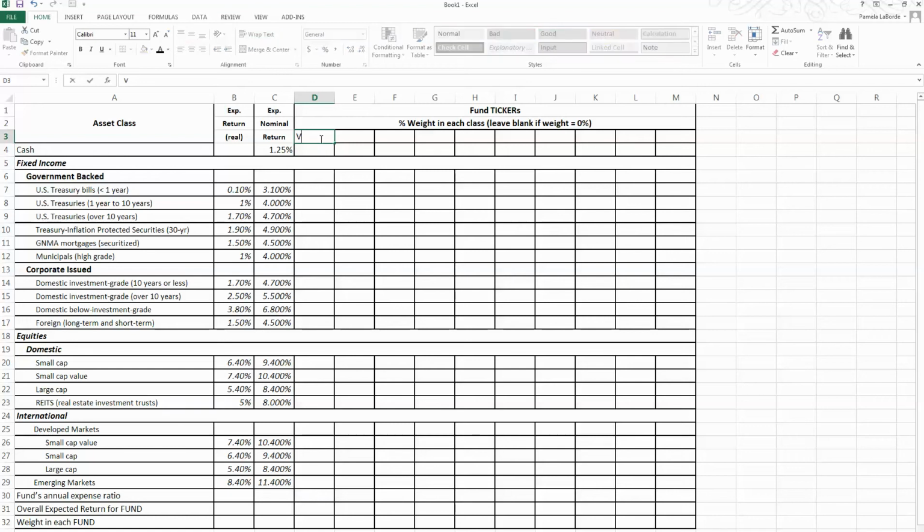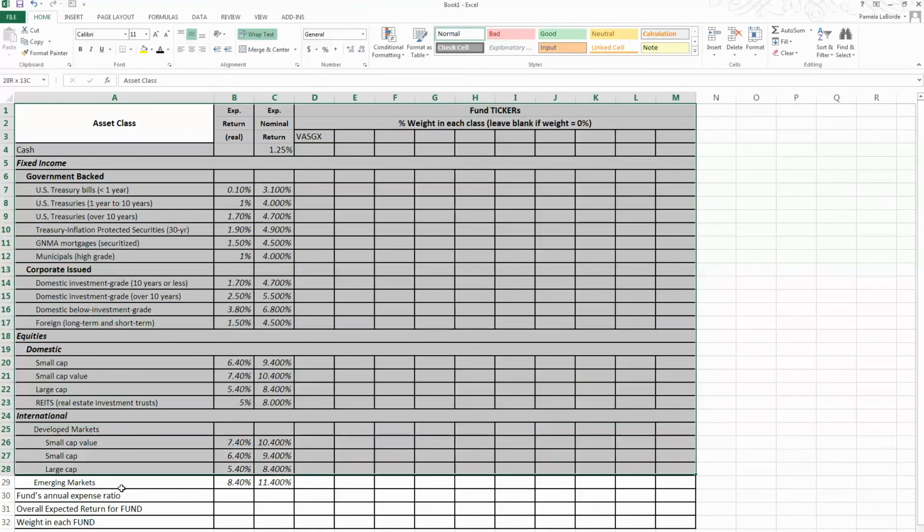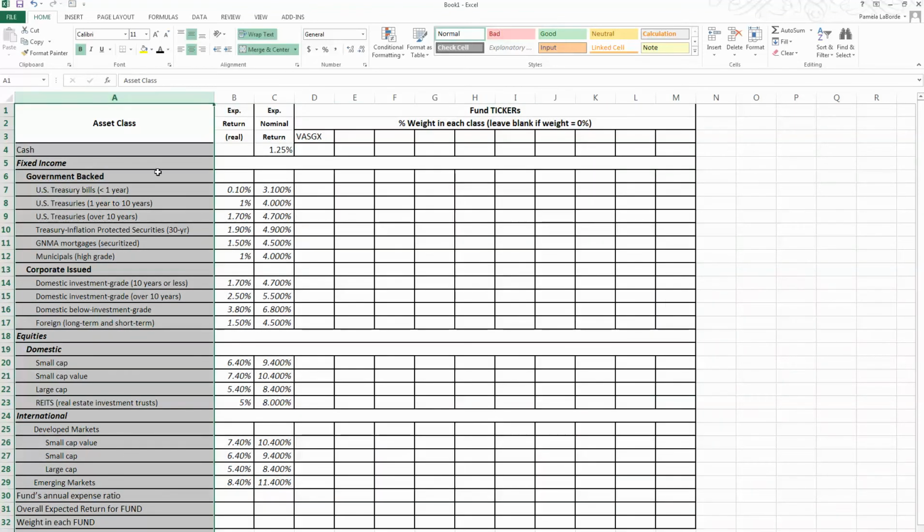So the first fund that they have their money in is VASGX. And I need to figure out how that fund has all of its assets allocated across these different classes in column A. So this is going to be some guesswork on my part. It is actually possible to get this fund's prospectus and look at every single asset that it owns and categorize it myself. But some funds own 2,000 assets.